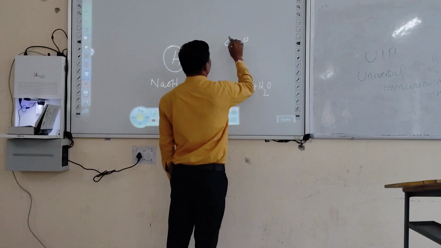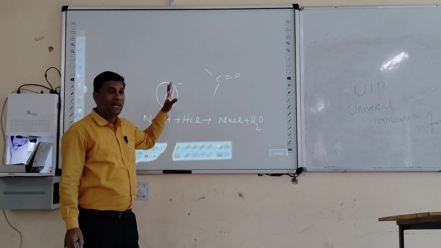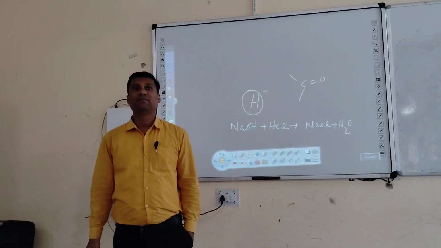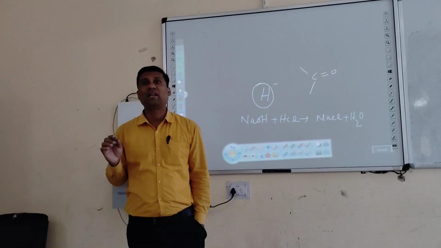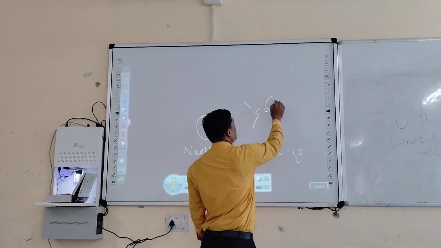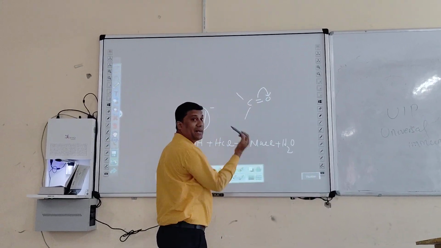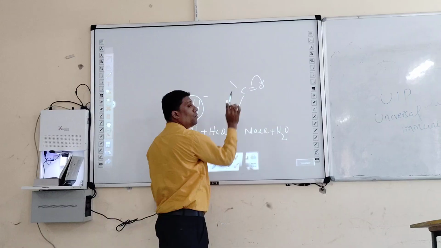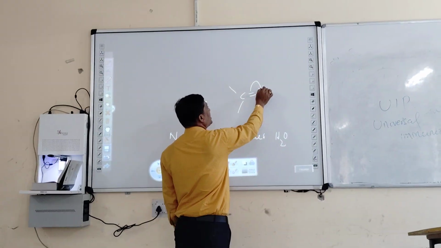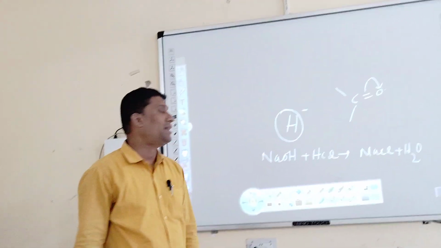C double bond O. This is the carbonyl carbon. If we compare the electronegativity of carbon and oxygen, which is more electronegative? Between carbon and oxygen, which is more electronegative? Oxygen. That's why the electron will shift to oxygen only. The pi bond will break down, and the pi bond consists of two electrons, and the electrons will shift to the oxygen atom because oxygen is more electronegative than carbon.